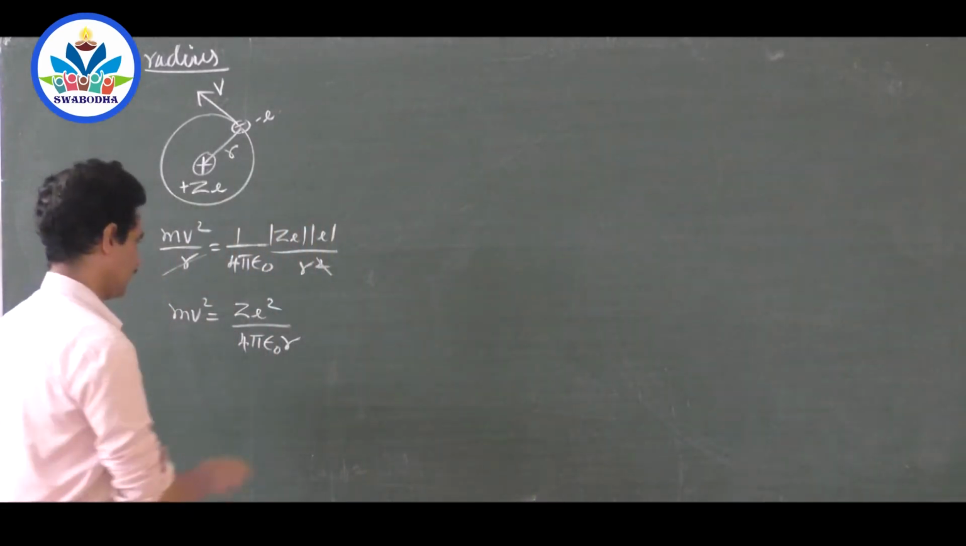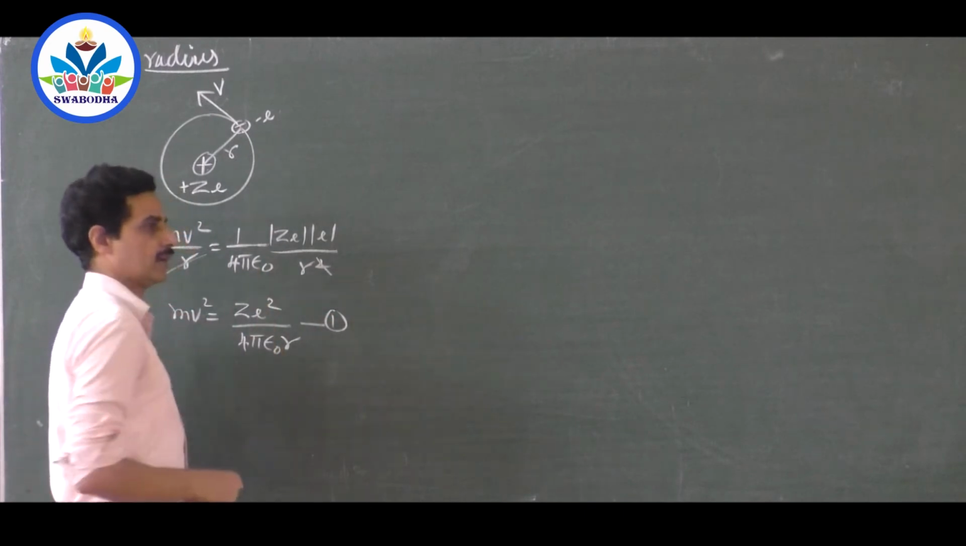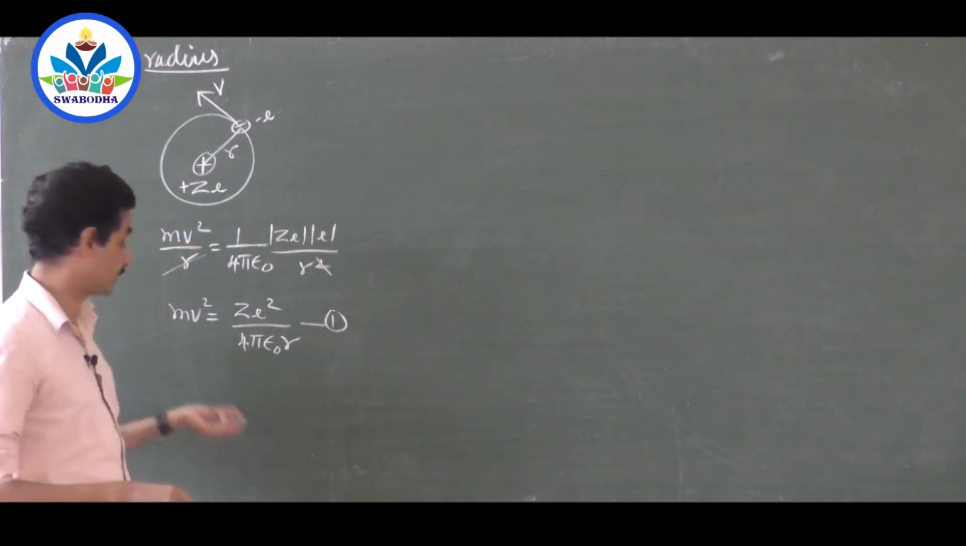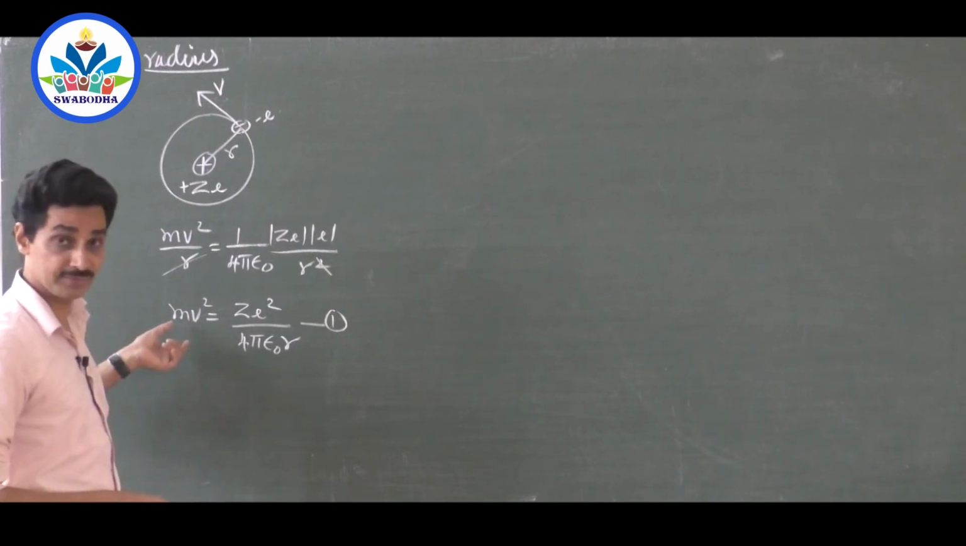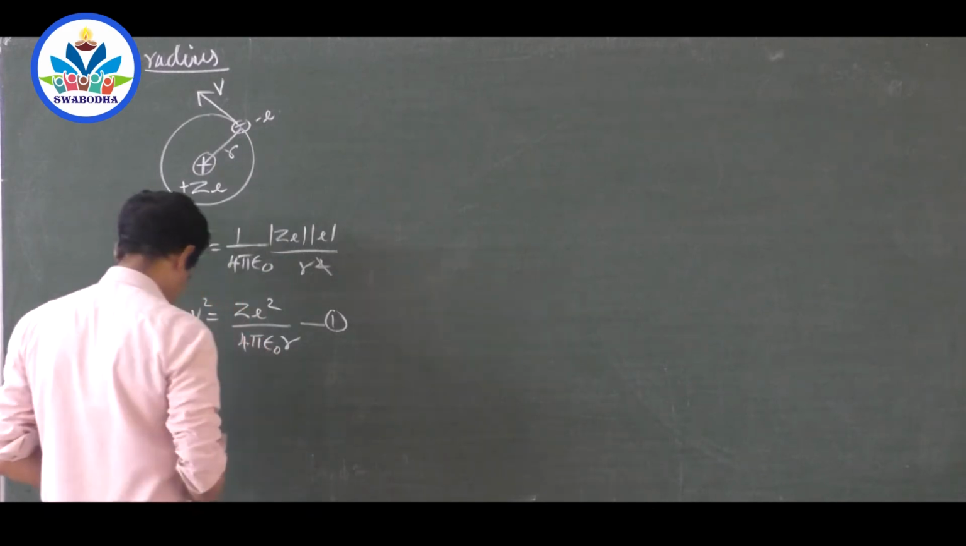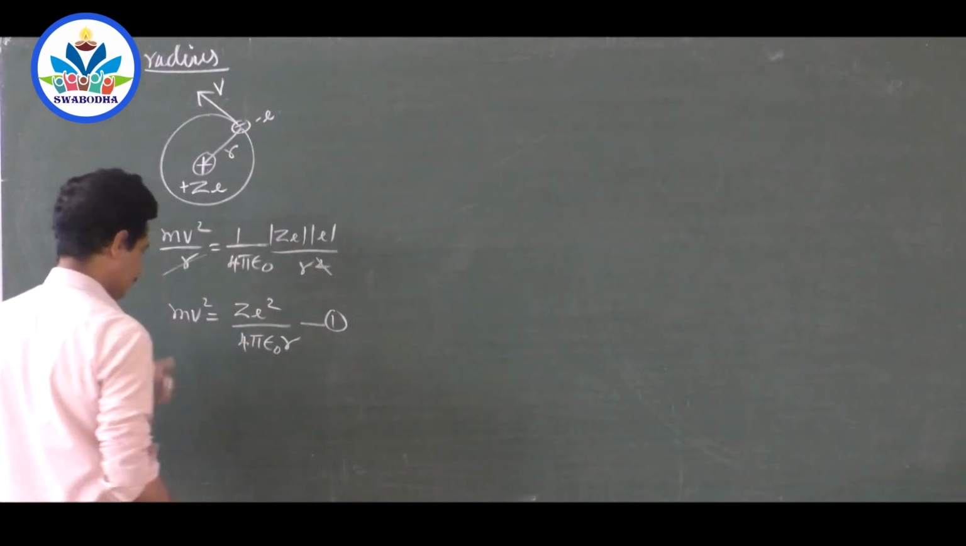Right, this is one equation. We got mv squared. Later on, this equation is very useful to find the kinetic energy of the electron. Just multiply by half, half mv squared. It becomes half mv squared. Okay, right, now it is not needed. I have just given a clue.